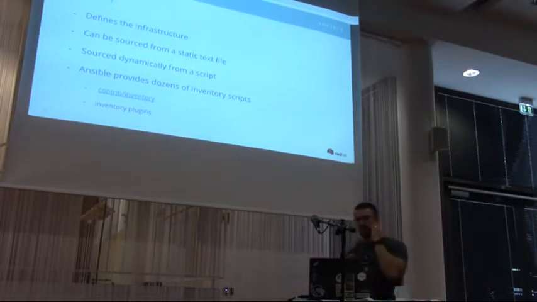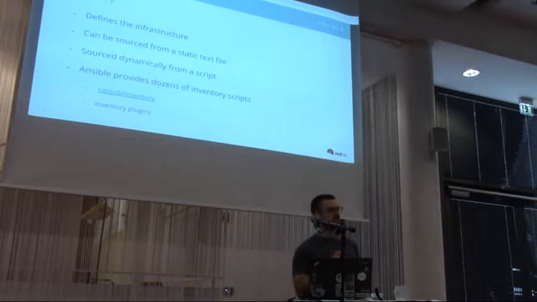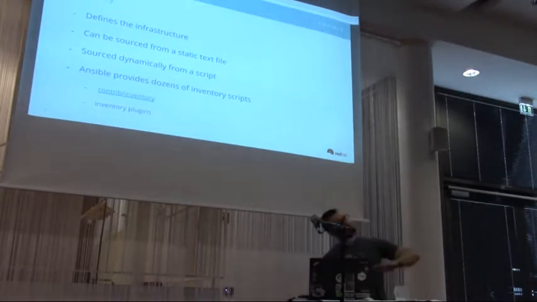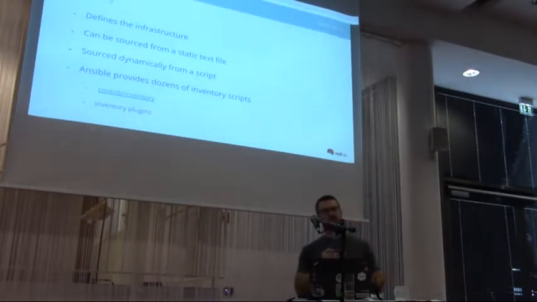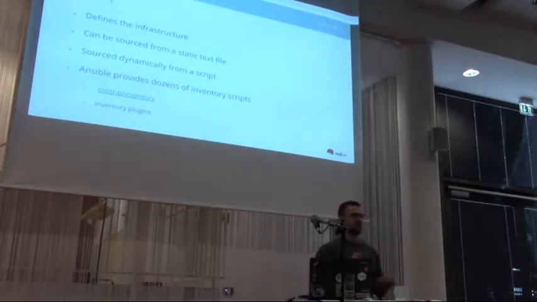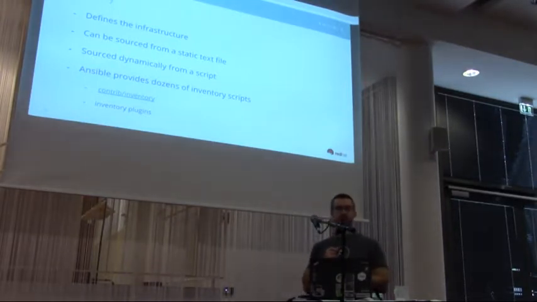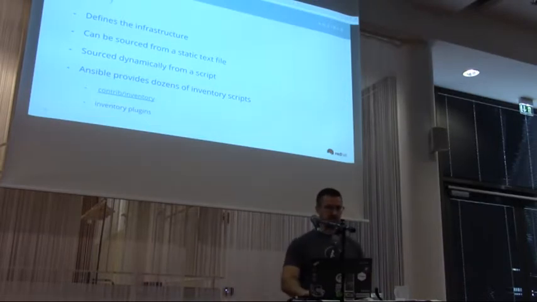So Ansible provides a considerable number of dynamic inventories. We have them in contrib. There's also the new way, inventory plugins. We're still working on getting those built up. I think we've got about 10 or 12 of those right now, but there's a lot of them available in the contrib directory of Ansible.